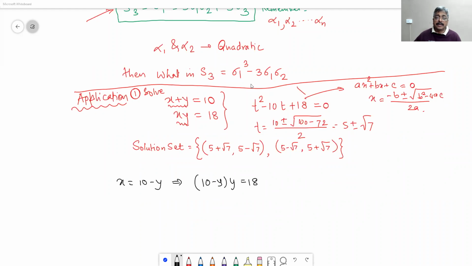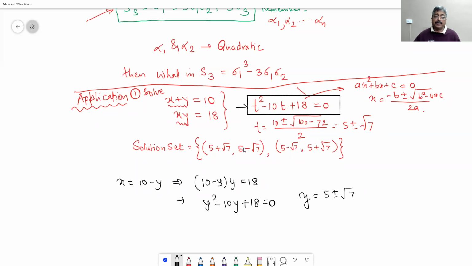Right? Therefore, y square minus 10y plus 18 is equal to 0. That is exactly the same as this. Therefore, y is equal to 5 plus minus root 7. That is how you must have solved. But I am giving you altogether a new dimension to it. These two simultaneous equations are the sum of the roots and the product of the roots of this quadratic equation.